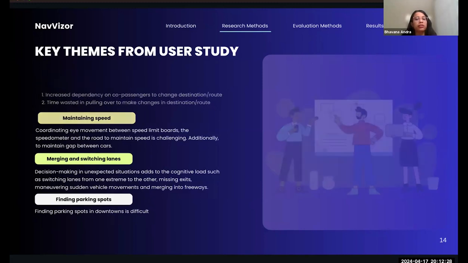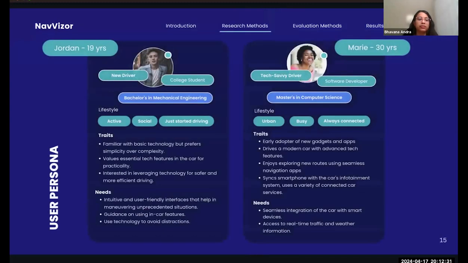Moving further, Ashwitha is going to talk about how we derived our user personas. Thanks, Bhavana. Here are our user personas. Our first persona, Jordan, a 19-year-old college student, prioritizes simplicity over complexity, values essential tech features in his car. He is keen on leveraging technology to enhance driving safety and efficiency. Jordan seeks intuitive and user-friendly interfaces to navigate unforeseen situations effortlessly. He requires clear guidance on utilizing in-car features and prioritizing technology that minimizes distractions while driving.